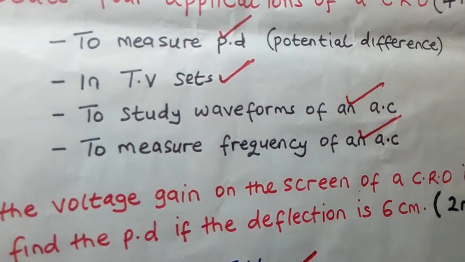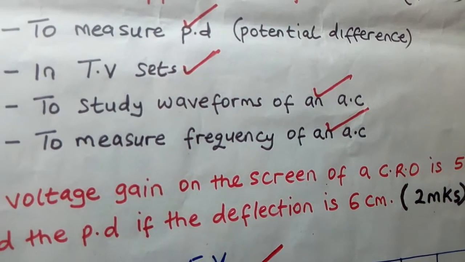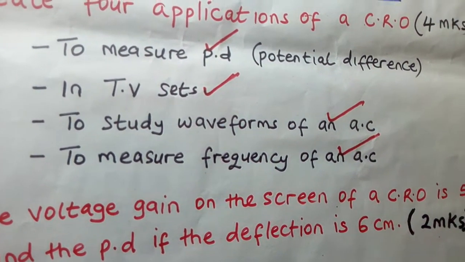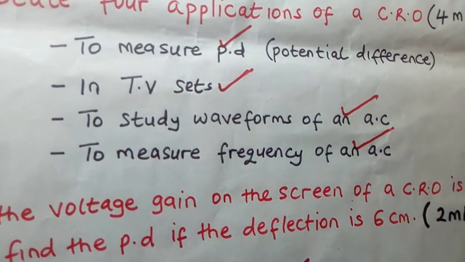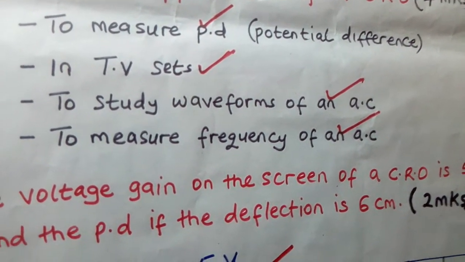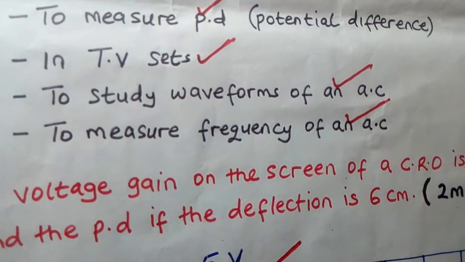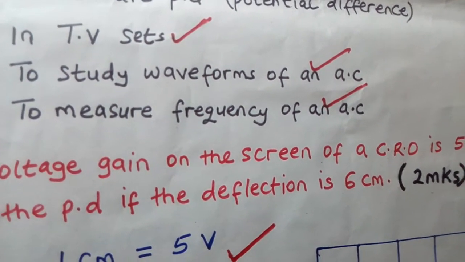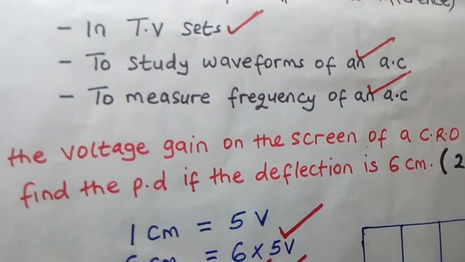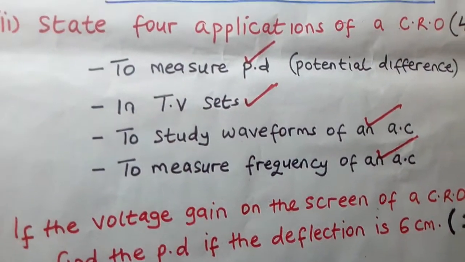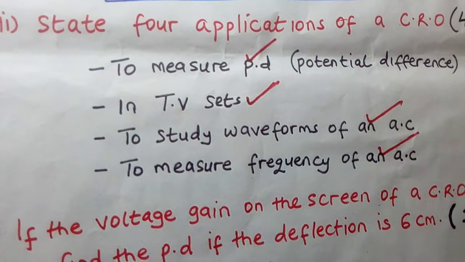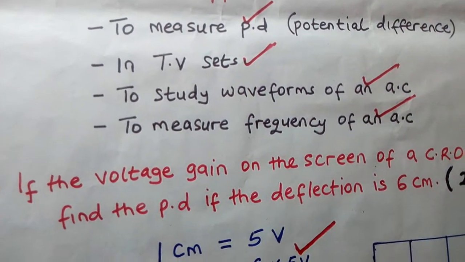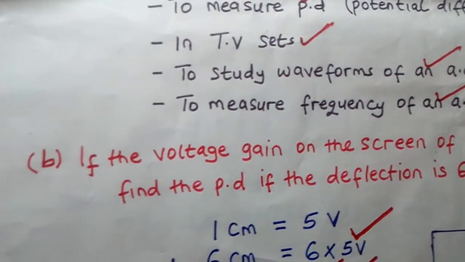We use it to study waveforms of an AC. Those are pictures, how the waveforms of an AC appear. AC means alternating current. We also use it to measure frequency of an alternating current. Now, we have just said that a cathode ray oscilloscope can be used to measure potential difference. How does it do its work?